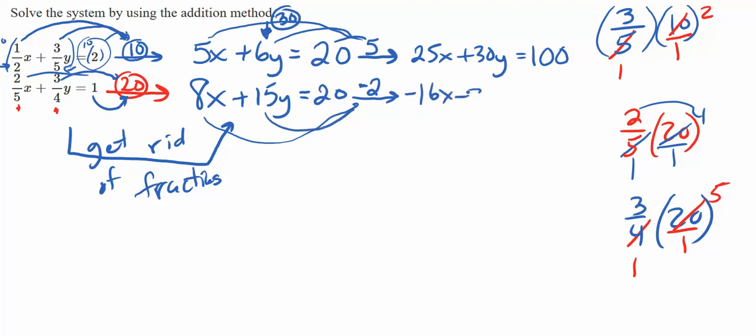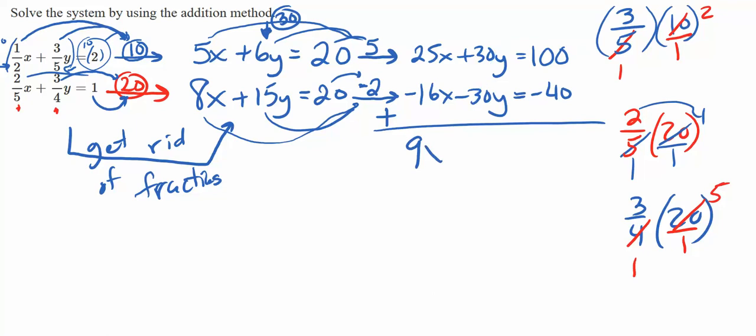Negative 2 times 15 is a negative 30y. There's my opposite, as I wanted it to happen. And I give myself a negative 40. So there it is. Now let's work it here. 25 plus a negative 16 is a 9x. That is gone as planned.